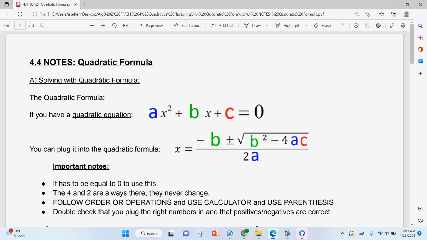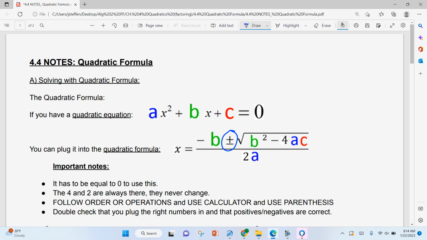One big thing that I always like to point out: remember when we factor, we always get 2 answers, or almost always. We still get 2 answers with this. That's what the plus or minus is. So one way you do this equation, you use the plus sign. One way you do this equation, you use the minus sign. And that's how you get your 2 different answers for this.